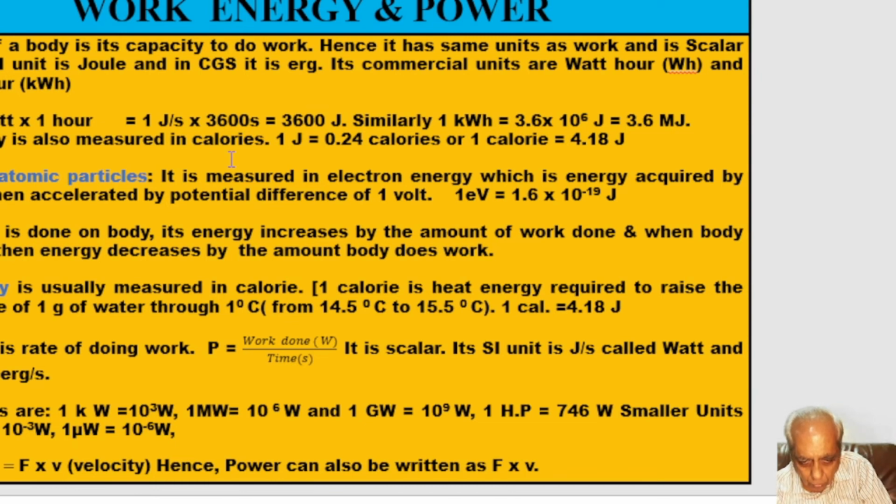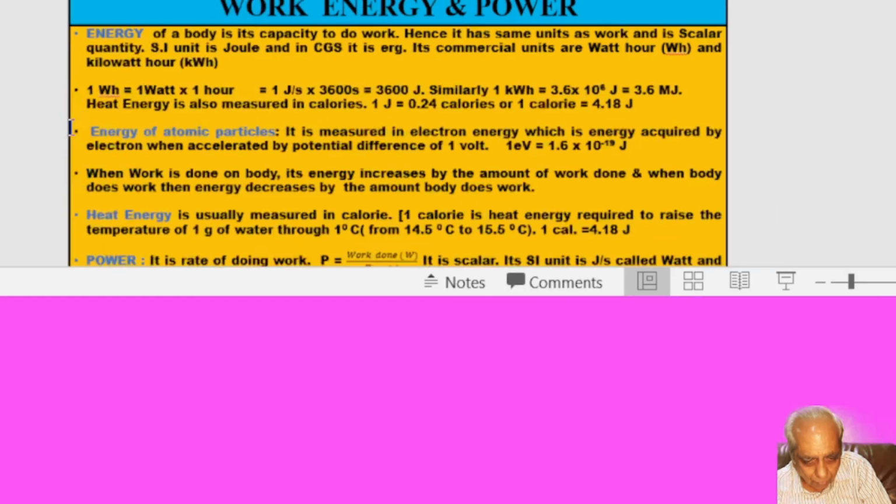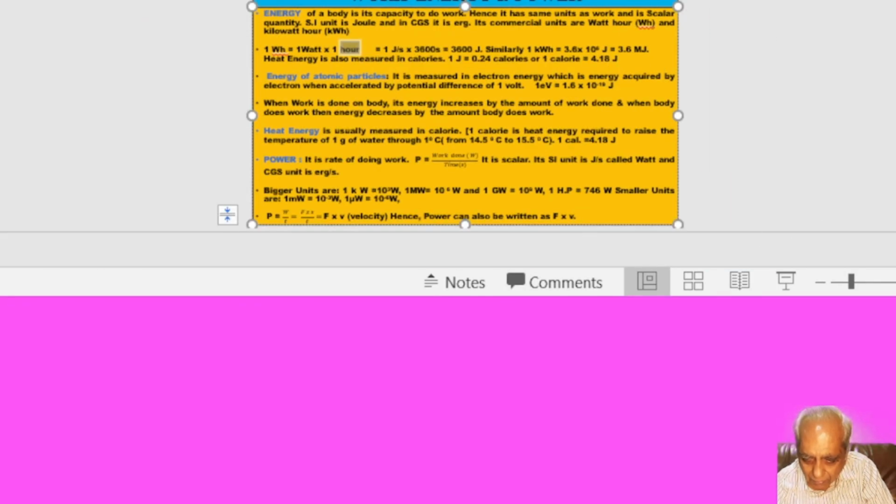So now we'll go to energy. What do we mean by energy? Energy of a body means the capacity to do work. If a body can do the work of 100 joule, then we say the energy of the body is 100 joule. So its units are the same as work, and it is also a scalar quantity. Is it all right? We'll be learning later about the watt, but watt hour is also energy. Watt hour means 1 watt multiplied by 1 hour. What is 1 watt? 1 watt means 1 joule per second.